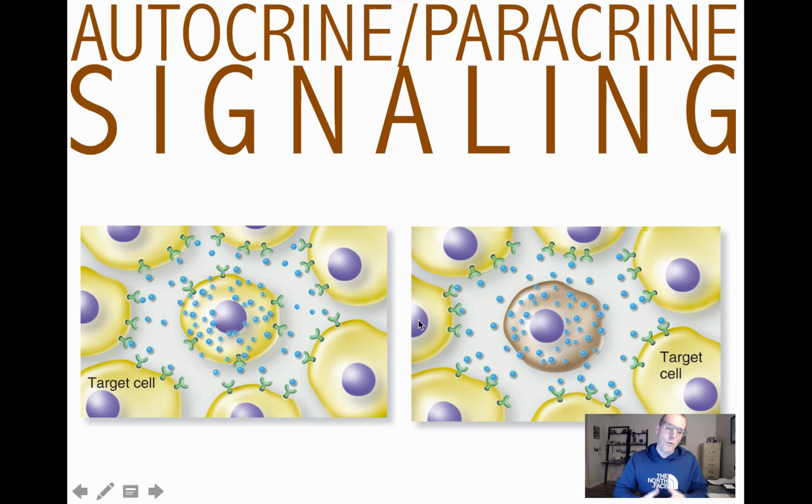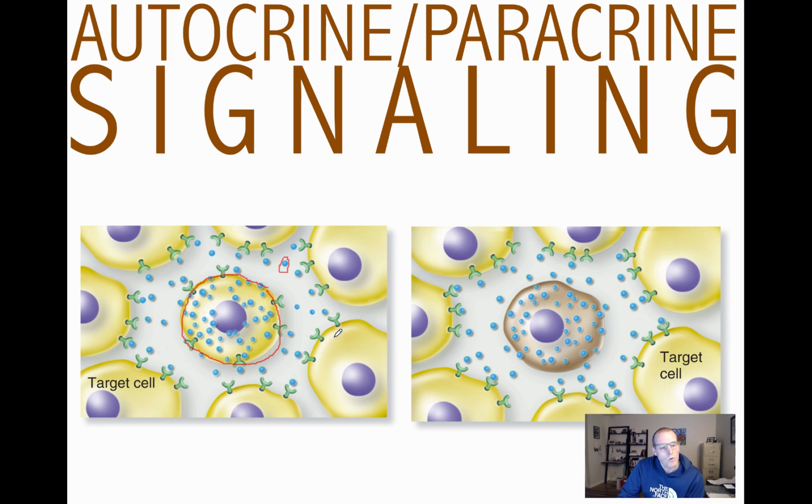Our third and fourth types I'm going to stick together because they go well together. These are called autocrine and paracrine signaling, a subtle difference between the two. Let's take a look at autocrine signaling to start with, over here on the left. We have a cell in the middle, and it is sending a signal, the release of those little blue balls you can see. This is a signaling molecule that's been released by the cell in the middle.